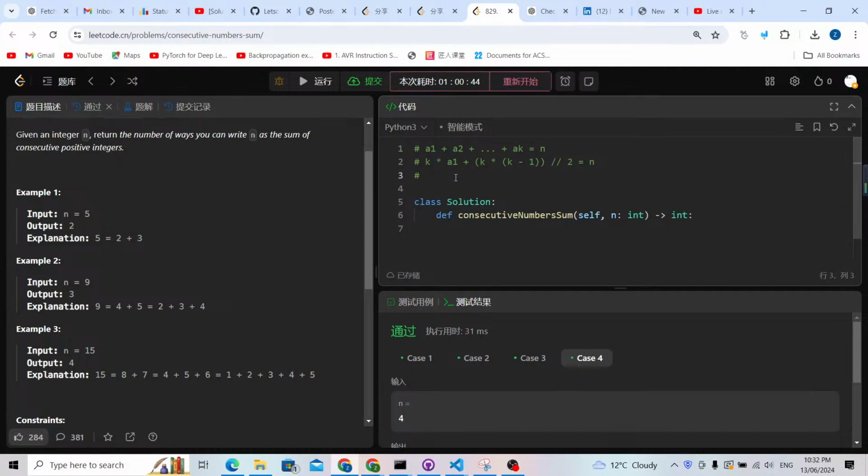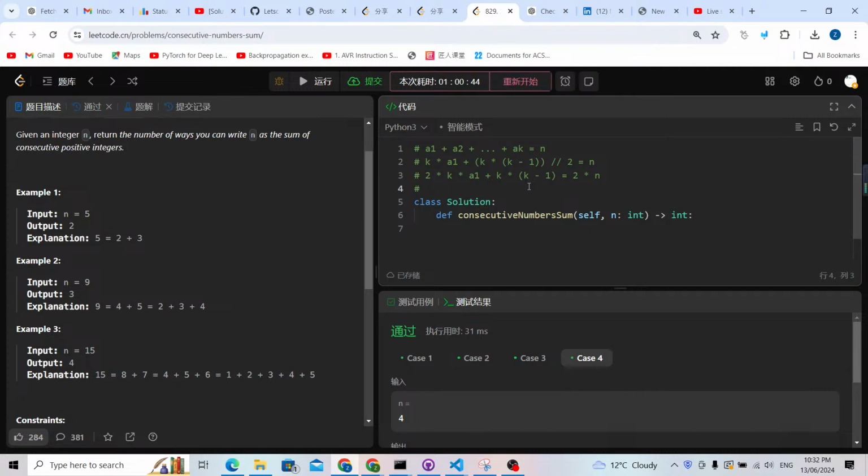Let's multiply by 2 on both sides. So 2 times k times a1 plus k times (k minus 1) should equal 2 times n. From the left side we multiply by 2, and the right side we multiply by 2. We just need to check if we can get something from this formula, because this a1 is always more than or equal to 1. Now we can get a formula.